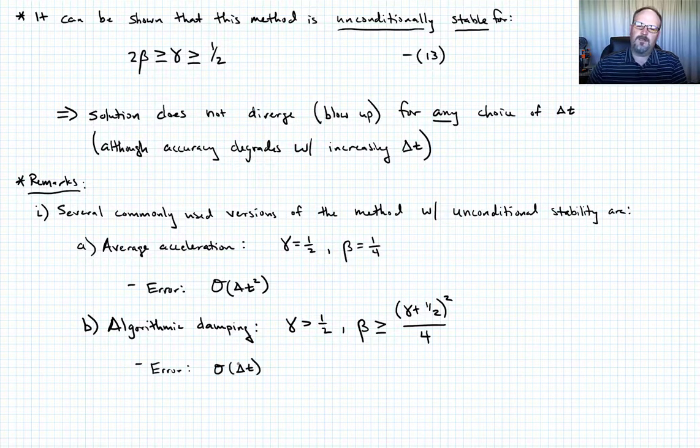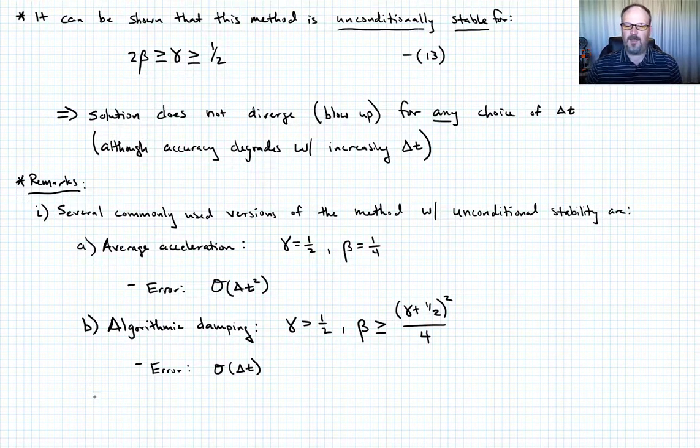Maybe you're not used to looking at these. What this means is that if delta t is small and I make it, let's say, half as small as it was before, then I get roughly a factor of 4 improvement in my error, whereas here it just scales linearly. So you want the order on the delta t term to be as high as possible.